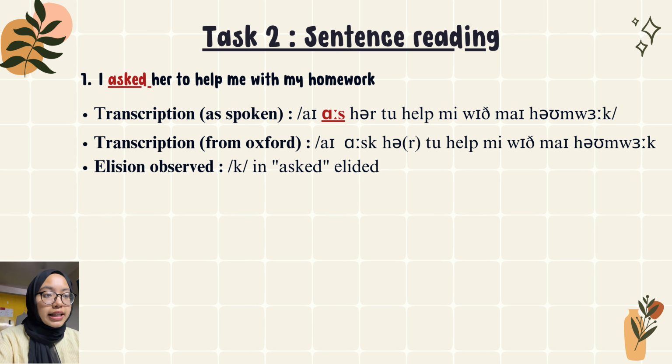This is a typical case of elision where a consonant in a complex cluster is dropped for ease of pronunciation. The omission of k simplifies the consonant cluster s, k, t to just s. "Asked" becomes "ass."